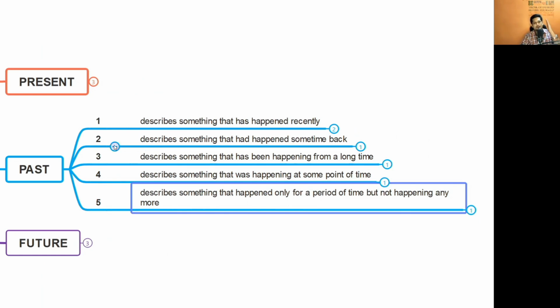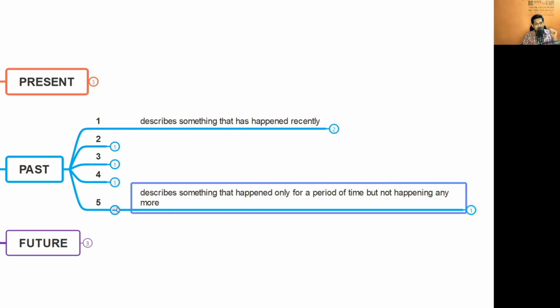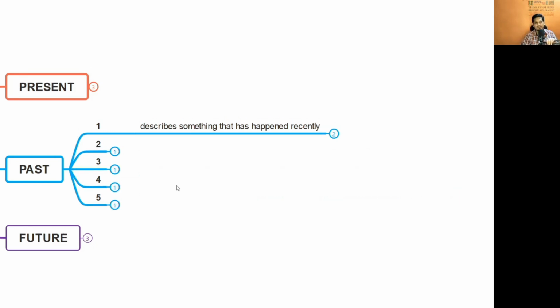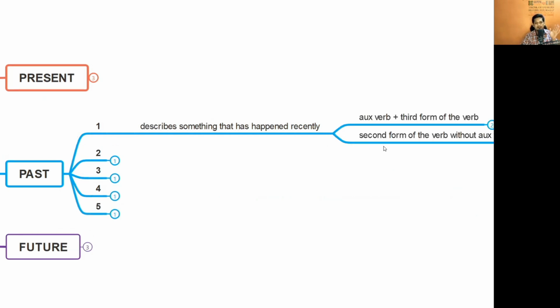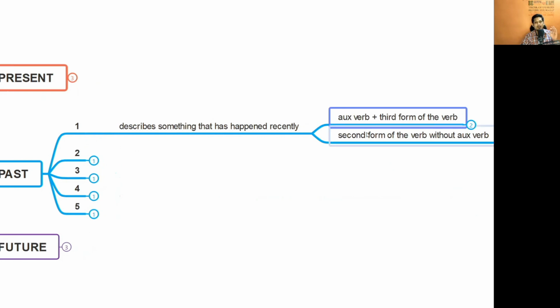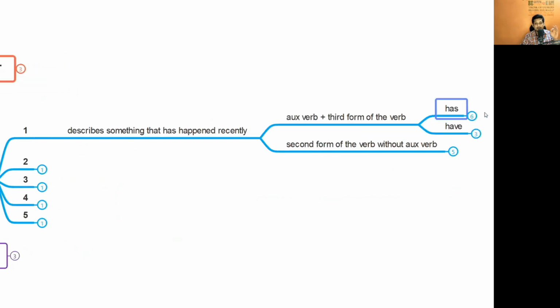Let us focus on the first point in past tense. So I want to express something which has happened very recently. Okay, how will I express it? There are 2 ways to express it. Number 1, I will use some helping verb or auxiliary verb with the third form of the verb. Point to be noted, the third form of the verb. So go, went, gone. Go is first form, went is second form, and gone is third form. So you use auxiliary verbs like has and have, and with that you can use the third form of the verb to describe something which has happened very recently.